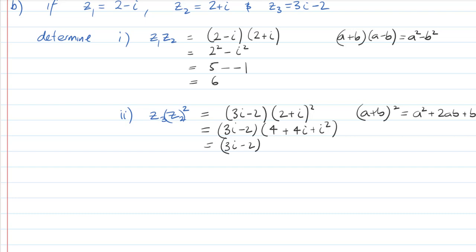Now remember, this will always simplify down to 2 terms, so I get (3i minus 2) times, i squared is -1, remember, so 4 minus 1 is 3 plus 4i. And now I can expand this. So I get 3i times 3 is 9i, so I'll do it a little bit quicker here. Minus 2 times 3 is 6, and then 3i times 4i is plus 12i squared, and then minus 8i. Now 9i minus 8i, I hope you agree, is i, and then 12i squared is -1 times 12, so it's minus 12, so I end up with minus 18 plus i.